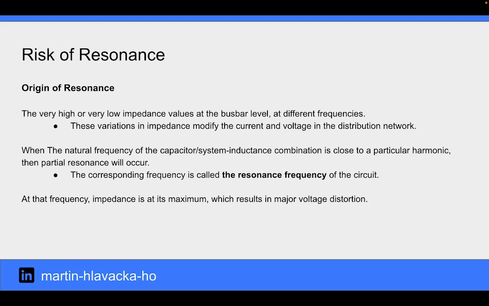Resonance is created by very high or very low impedance values at the busbar level at different frequencies. These impedance variations modify the current and voltage in the distribution network. When the natural frequency of the capacitor system inductance combination is close to a particular harmonic, a partial resonance will occur. The corresponding frequency is called the resonance frequency of the circuit. At that frequency, the impedance is maximum, resulting in significant voltage distortion.